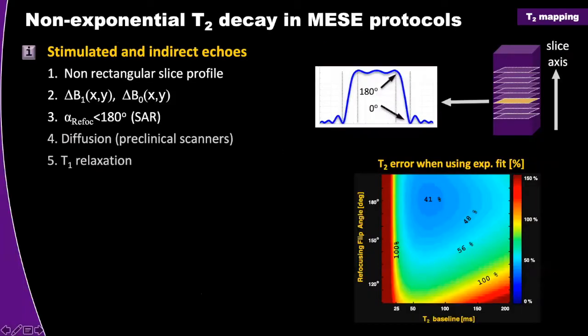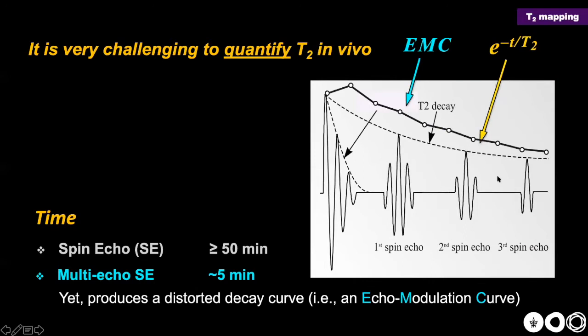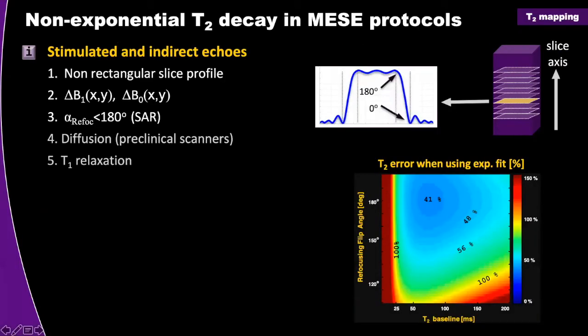And the reason is that the 180 pulses, the refocusing pulses that are applied between each and every echo here, are actually not 180 pulses. We would want them to be 180 pulses, but on a multi-slice experiment, we would have a non-rectangular slice profile. The edges of the slice contain refocusing flip angles from 0 to 180. There are inhomogeneities of the main magnetic field, B0, or the transmit magnetic field, B1. Sometimes the refocusing flip angle is not 180 because this is what the scanner, the user prescribes because of SAR. And there are also diffusion effects, which have very significant influence when you use preclinical scanners.